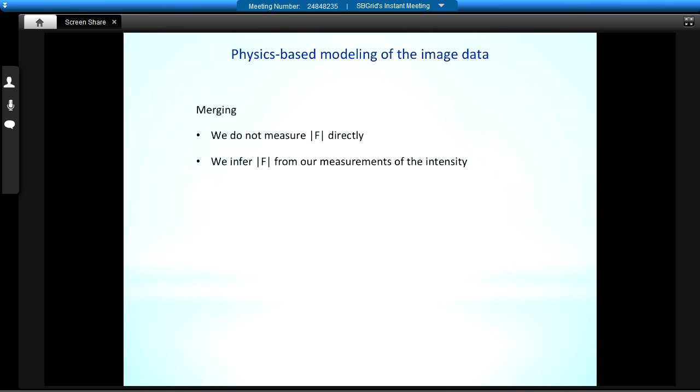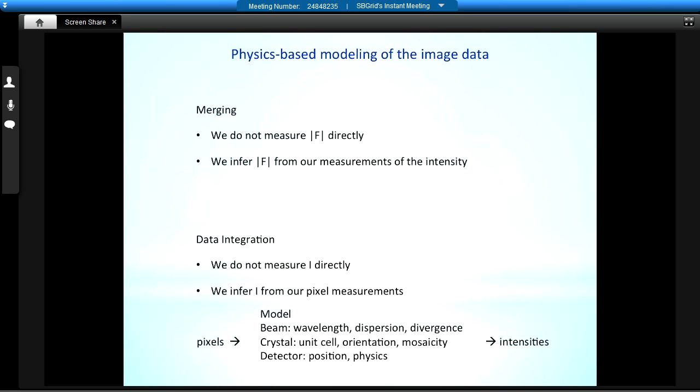I liked the slide from Phil yesterday where he talked about the merging process, where we don't measure the structure factor directly, we infer the structure factor from measurements of the intensity. I guess what I would say for this talk is that in data integration, we don't measure the intensity directly. We infer the intensity by measuring the pixels on the detector. And it's a very complicated process. We have pixel measurements, and then we have a very complicated model, and I'll talk about all these things in a bit, from which we infer the intensity. So everything in my talk today is geared toward the model. We have to develop the best model that we can to get the best intensities given the data that's on the pixels.